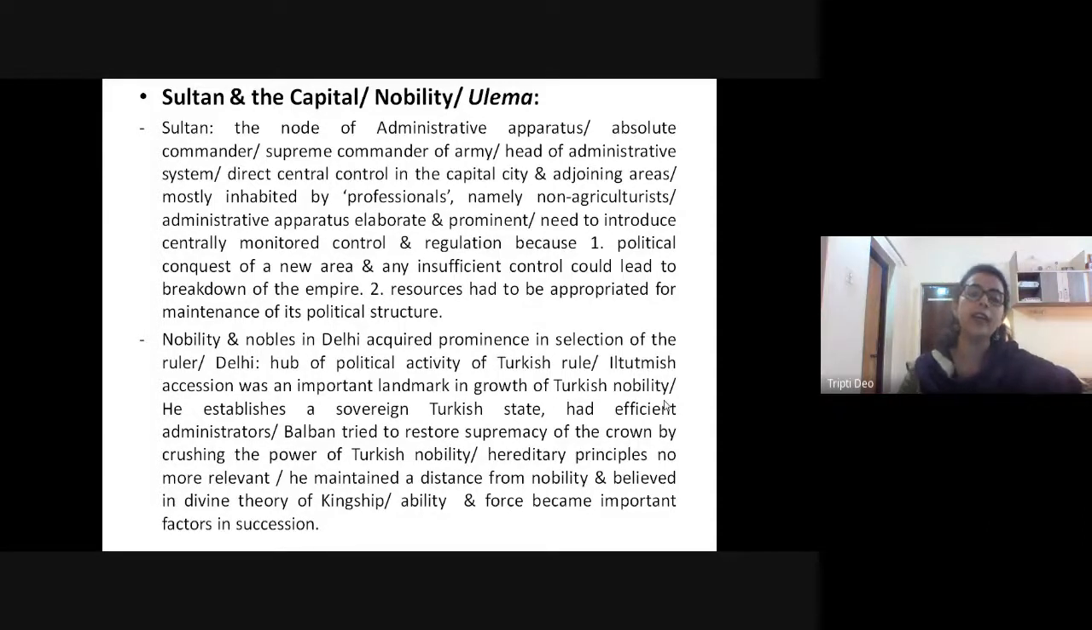Why was it needed that the ruler centrally control power? What was the reason? The first reason was that political conquest of a new area and insufficient control could lead to a breakdown of the empire. If you do not control it, that area will slip out of your hands.